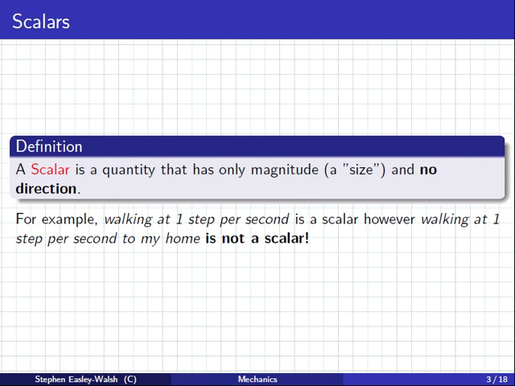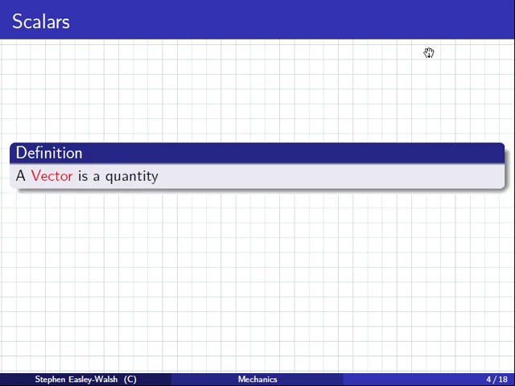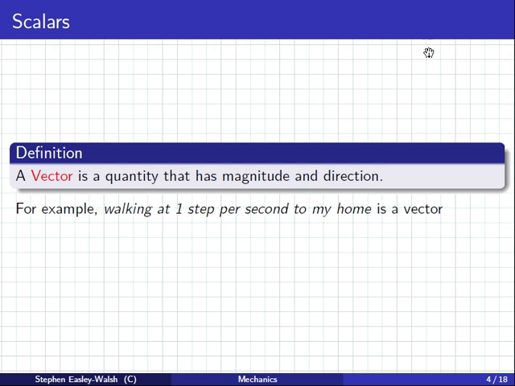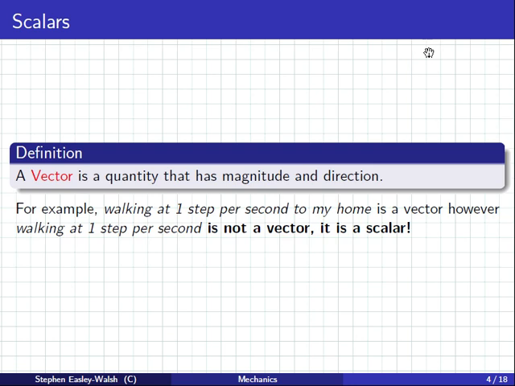Okay, next now. So how is this sentence completed? A vector is a quantity that has both magnitude and direction, yeah. And in our examples, 1 step per second to my home is a vector. However, walking at 1 step per second is not a vector, it's a scalar. What are other vectors you might have heard of before?